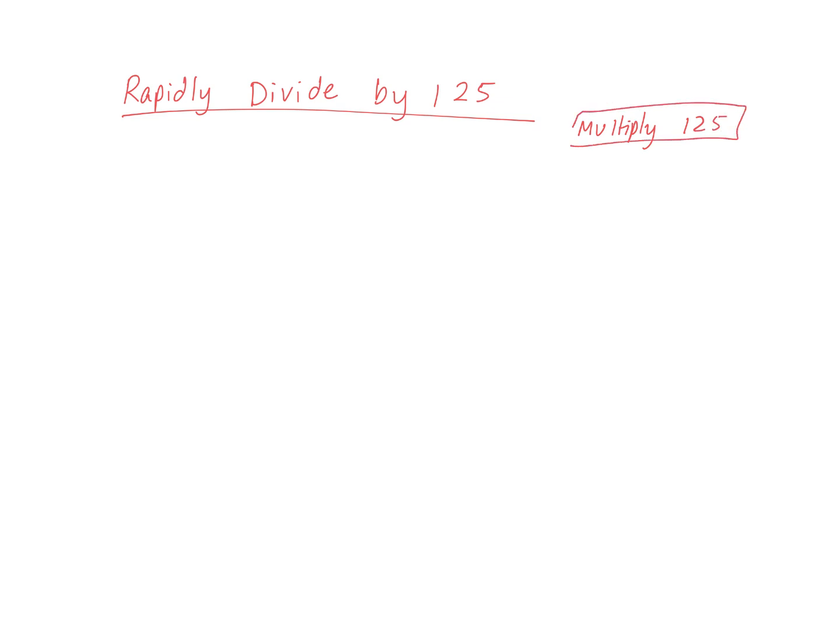So we'll do the converse for this. So rapidly divide by 125. We already did multiply by 125. Now we are doing the opposite. So in multiply by 125, we did this: number divided by 8, and then we used an estimated number of zeros.